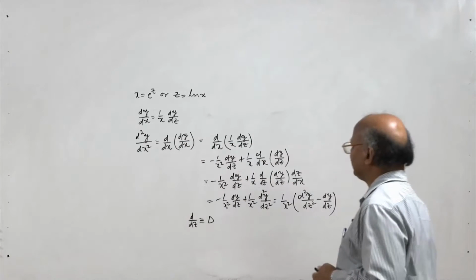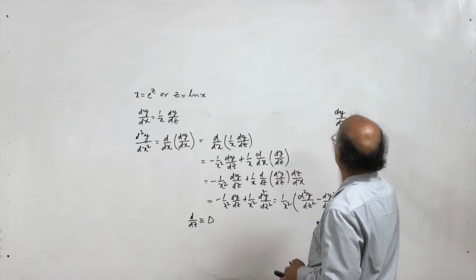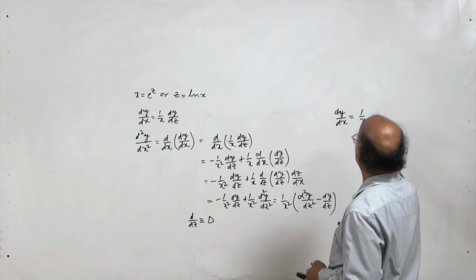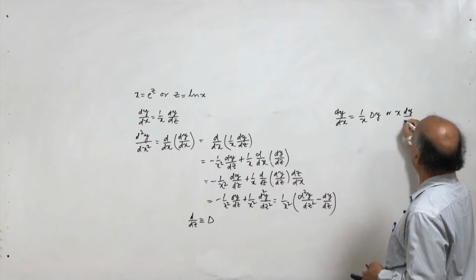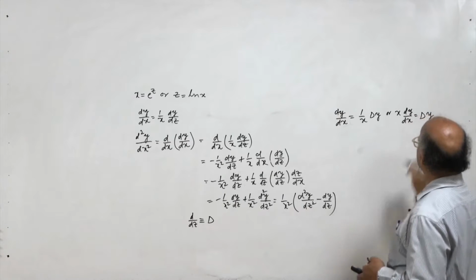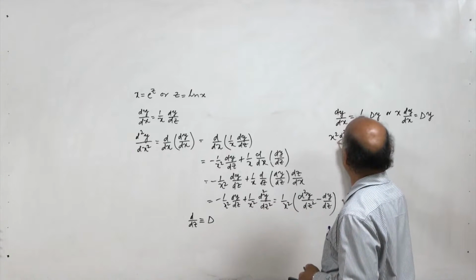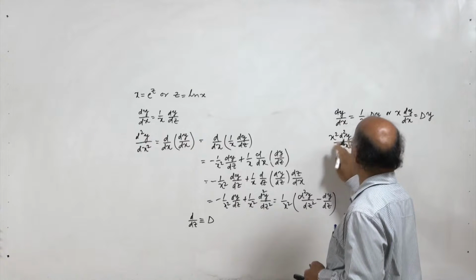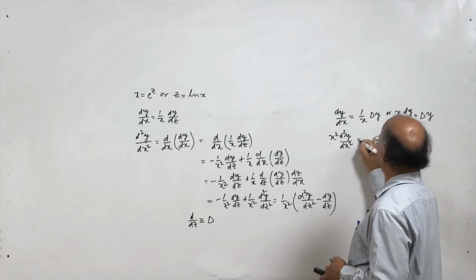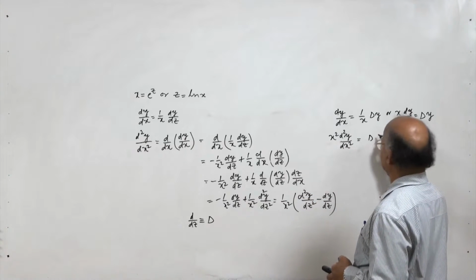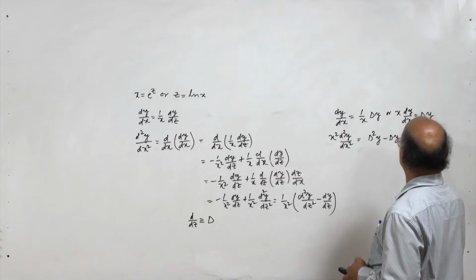If we denote the differential operator d over dz by D, then dy by dx will be 1 over x Dy, or we can say x dy by dx will be Dy, and x square d square y by dx square will be d square y by dz square minus dy, which is the same as D into D minus 1 y.